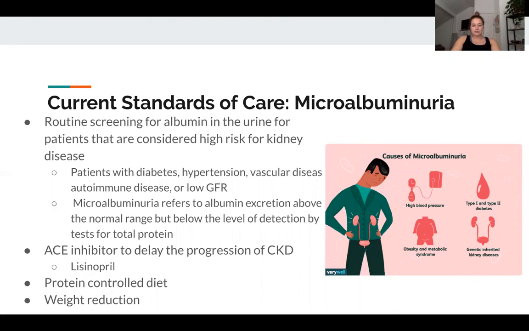So what do we really do for this? An ACE inhibitor to delay the progression of CKD due to his hypertension. So we see that he's on lisinopril, and then that protein-controlled diet is really important, and weight reduction, if possible, can help with a lot of the factors like preventing vascular disease and getting that blood pressure down to a normal range.